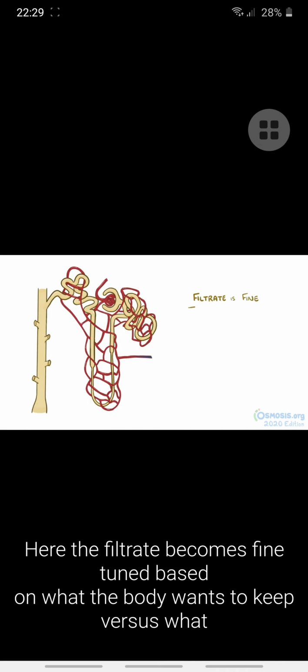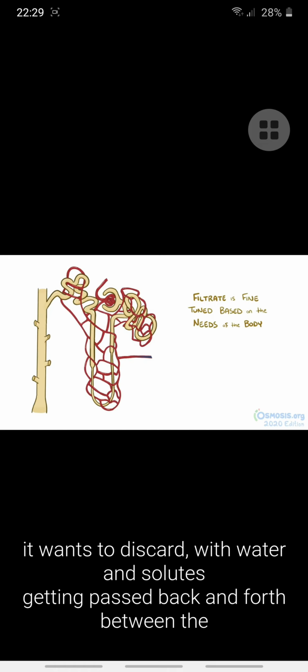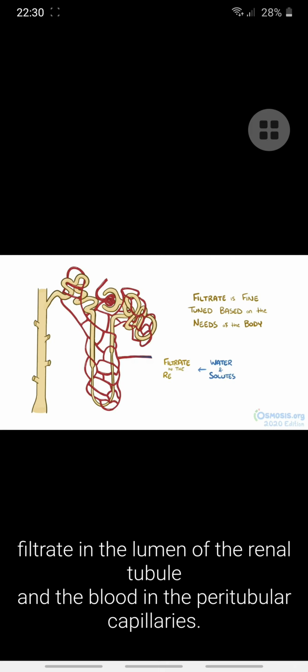Here, the filtrate is refined based on what the body wants to keep and what it wants to discard, with water and solutes getting passed back and forth between the filtrate in the lumen of the renal tubule and the blood of the peritubular capillaries.